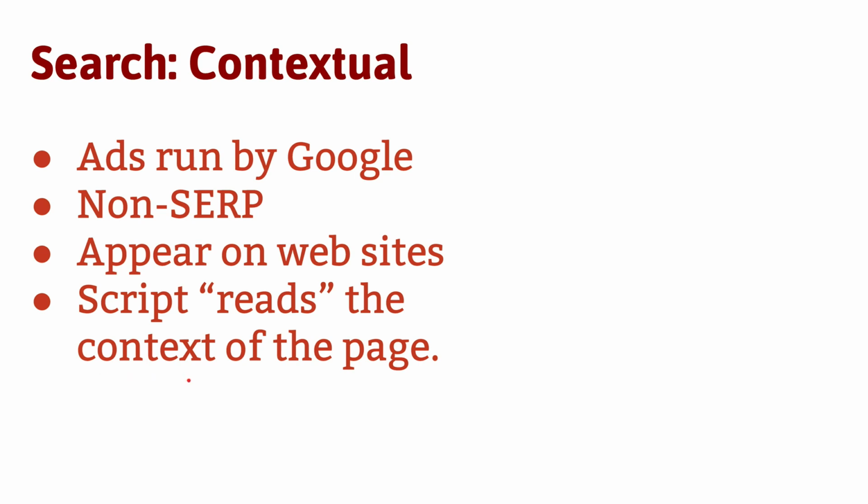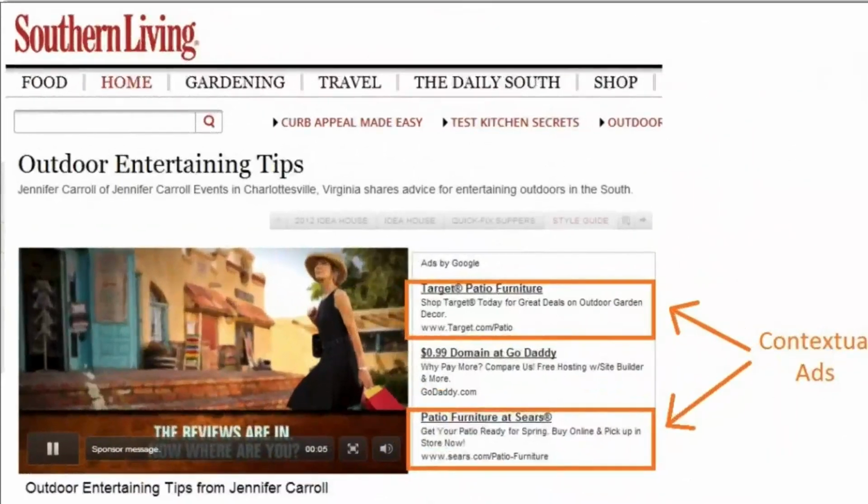What's the context of that page? And then it aligns ads that Google has sold that make sense for that page. Does any of this sound familiar? It probably should. That's right, ad networks. I've just described an ad network, right? That's contextual. Here's a screenshot of how a contextual ad might look on a web page.